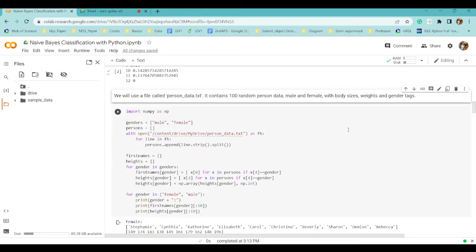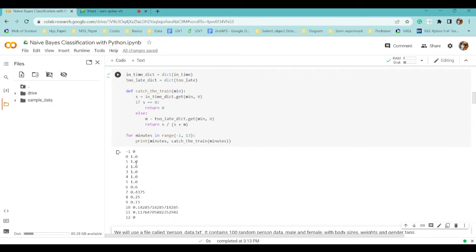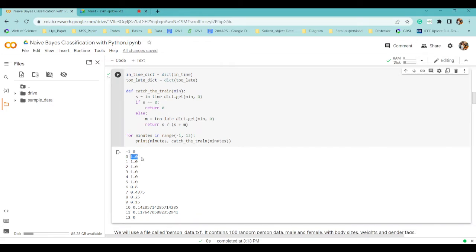Now I'm taking another data set, which is person data.txt. It contains 100 random person data, male and female, with different body sizes, weights, and gender tags. So the first one is done, right? With the help of this we can tell the probabilities, from 0 to 100%, that you are able to catch a connecting train. For 6 1 it is 60% probability. For 7 1 this is the probability. So what I have calculated is the probability that you will catch your train or not.